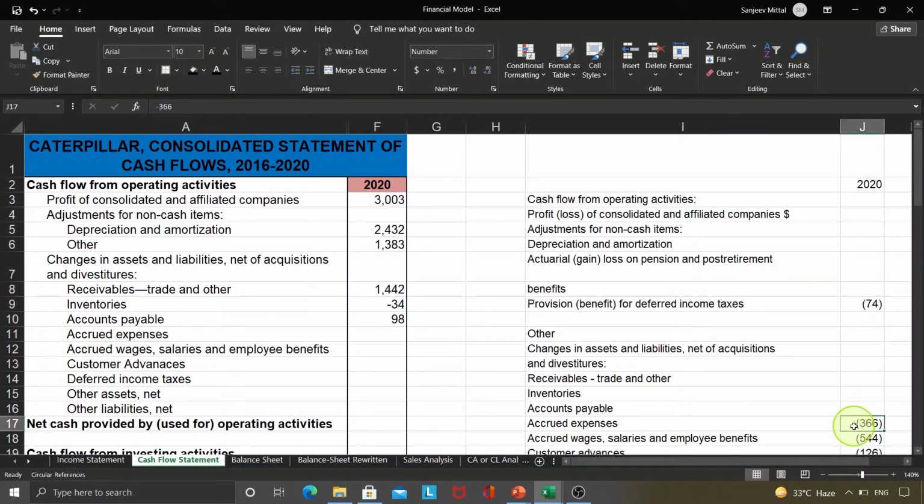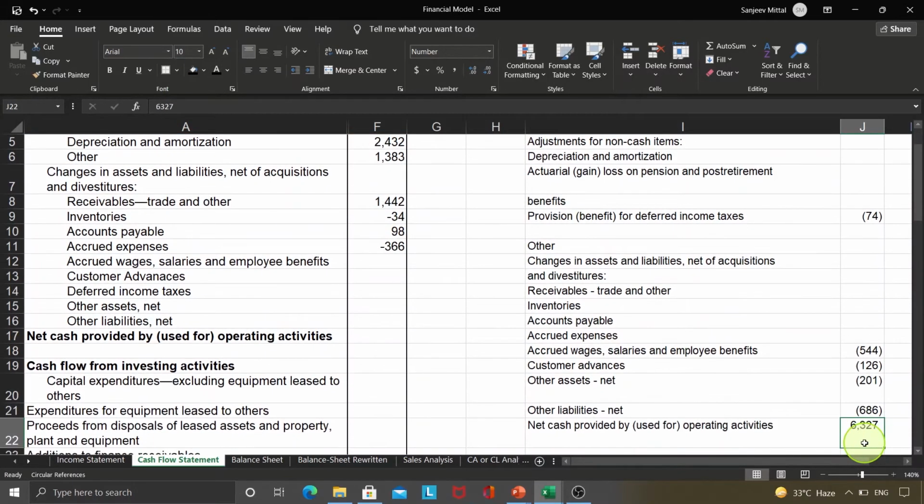And after that, there is something called accrued expenses of minus 366, and inside the accrued expenses, you can see it's negative 366. And after that, let's do it quickly. As you can see, there is an accrued wages of minus 544. There is an accrued wages of here minus 544, as you can see. And there is customer advances of 126 negative, and customer advances 126 of negative have been shown here.